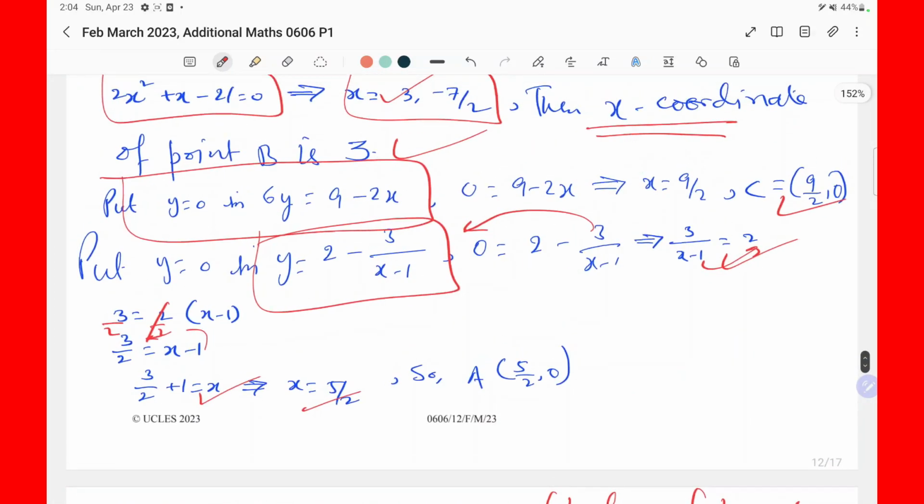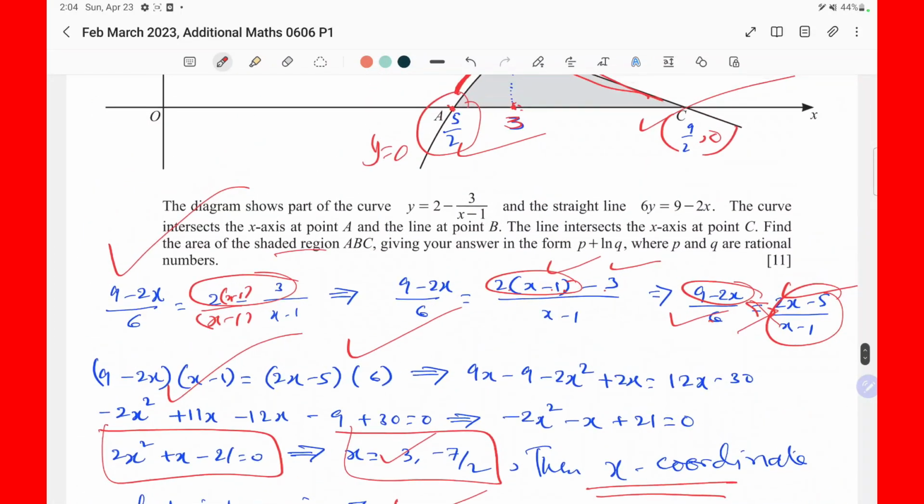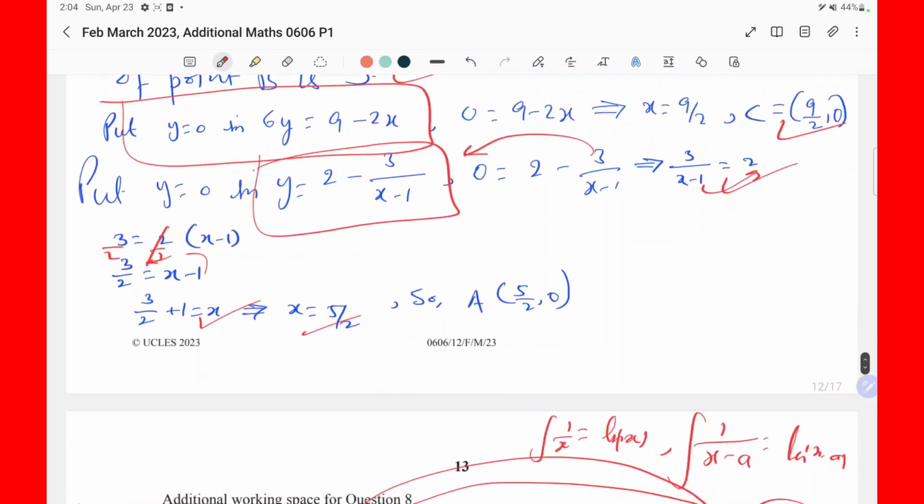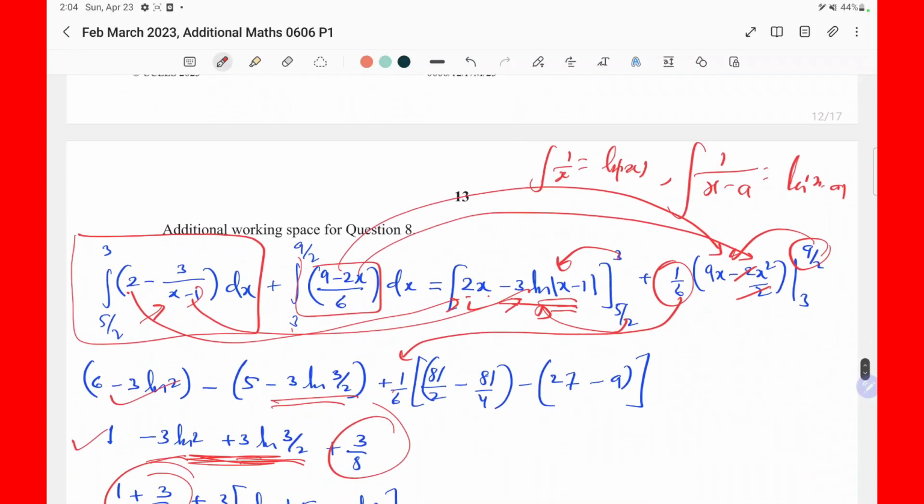Okay, so it was again a simple problem. It's lengthy, but it's not at all difficult. Now move to the next question.